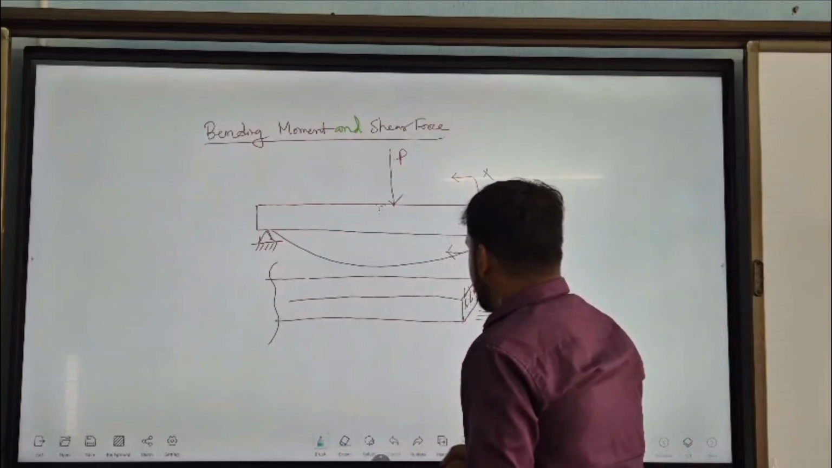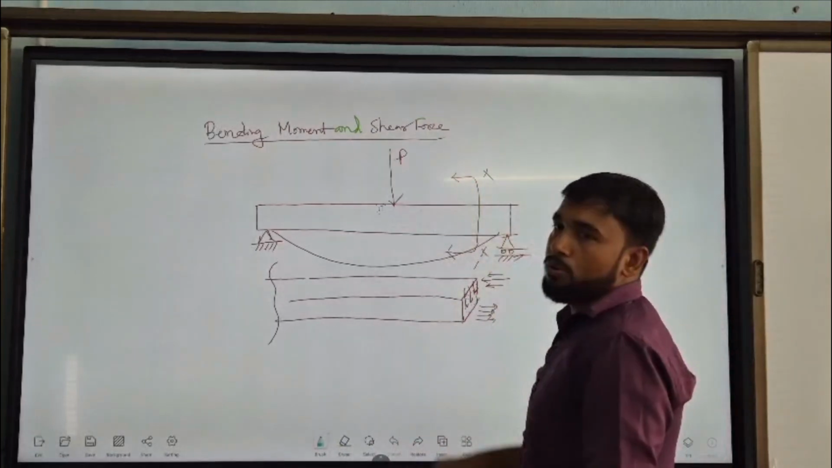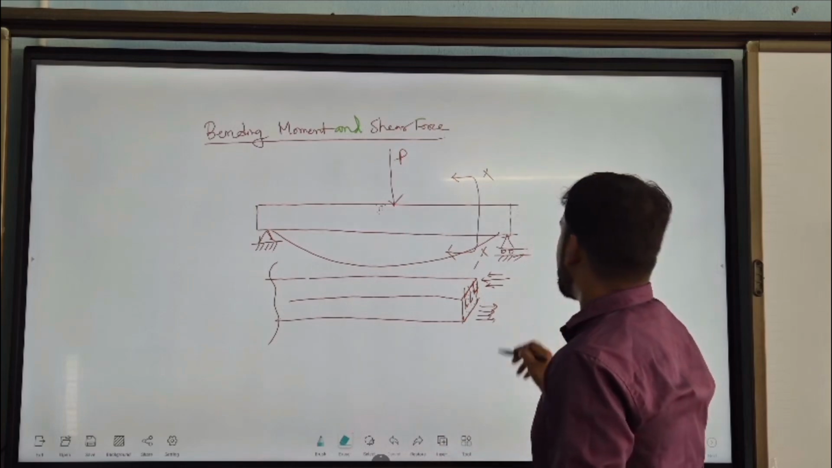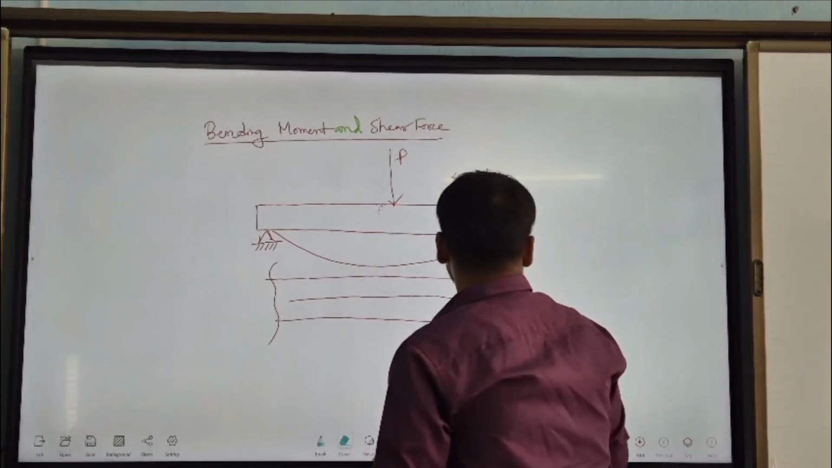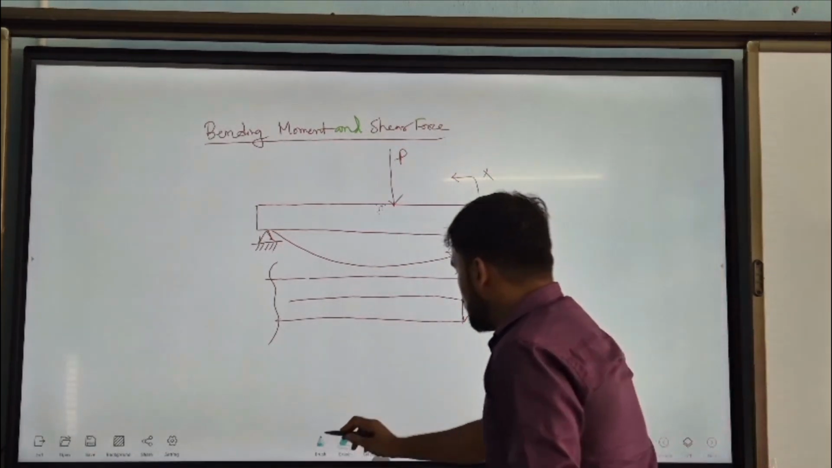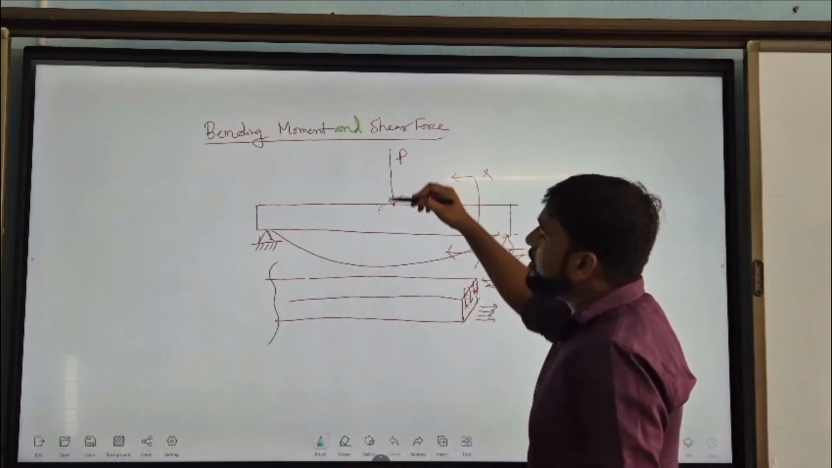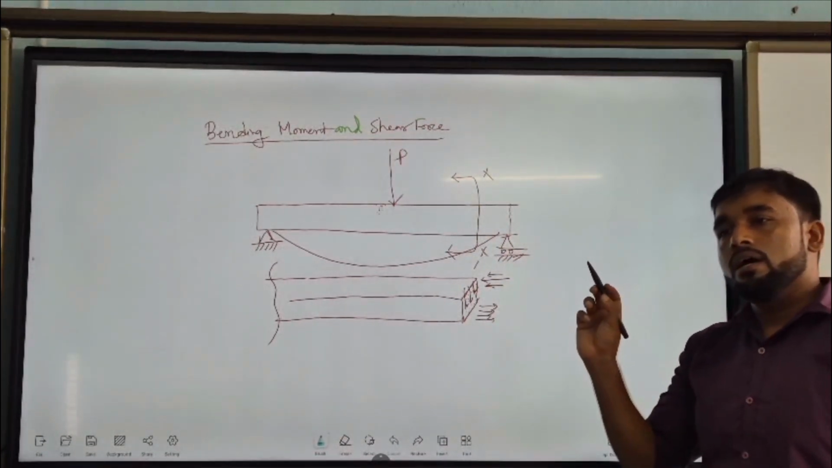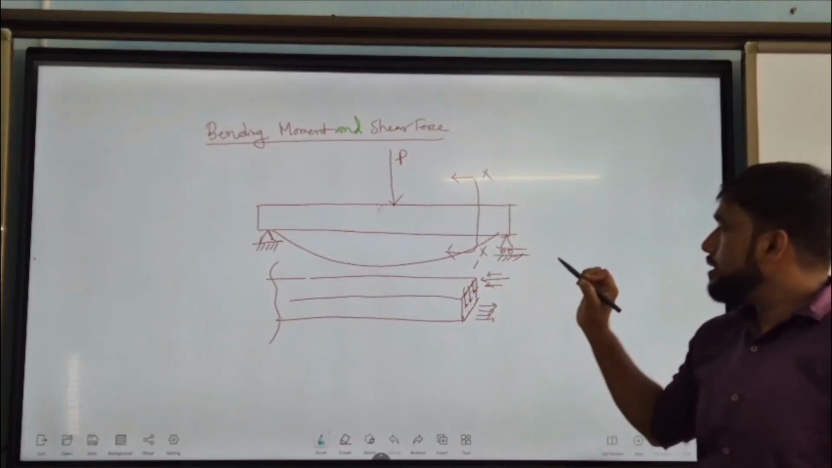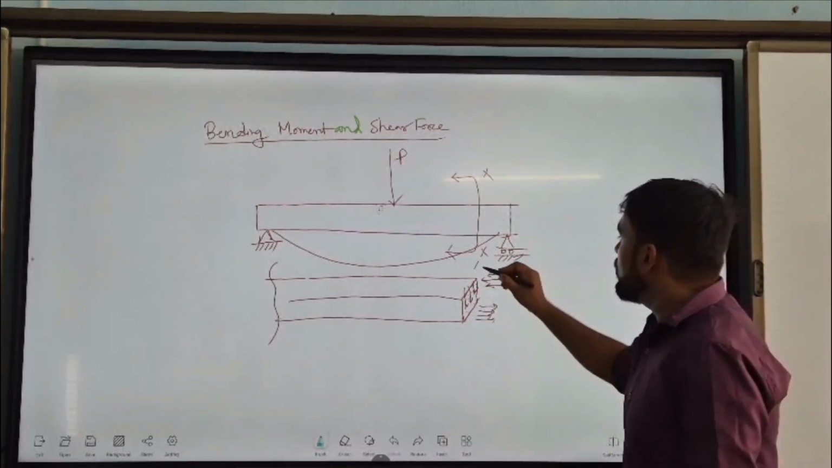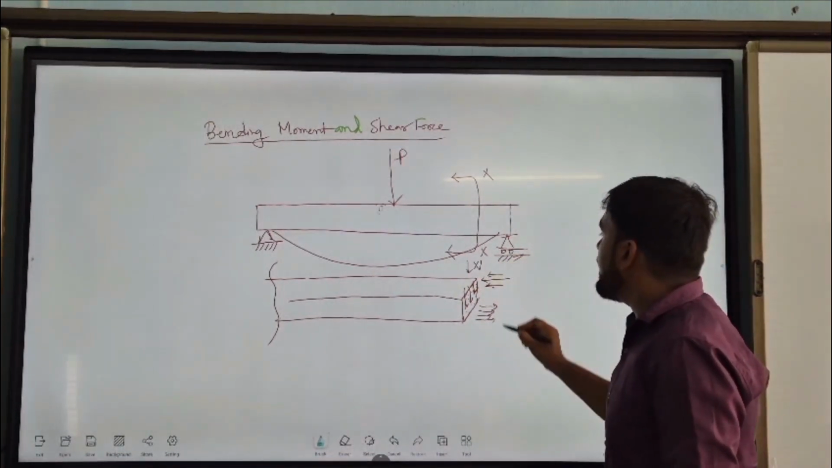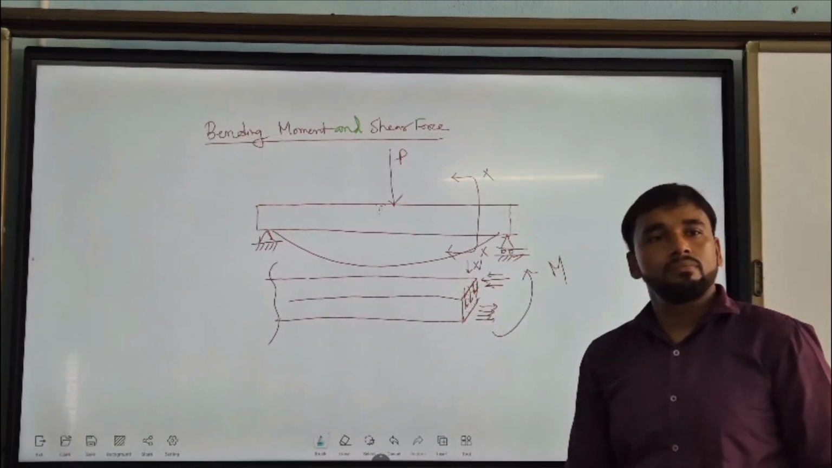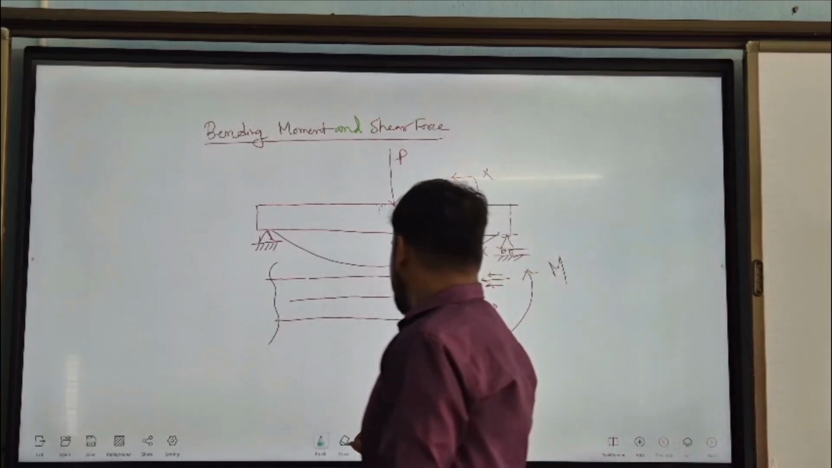So due to this external load E, two internal forces will come in the beam. One is your shear force E, another is your moment M. Clear? Finally, this is the concept.